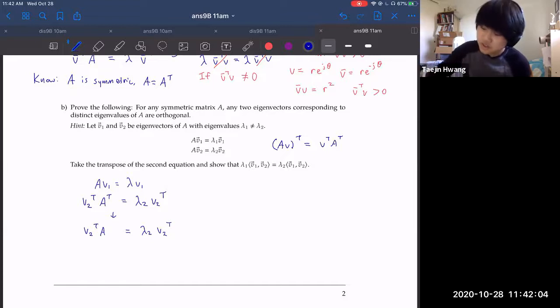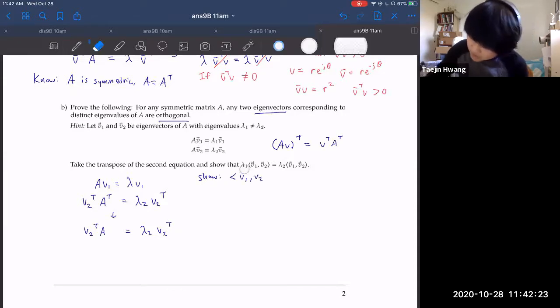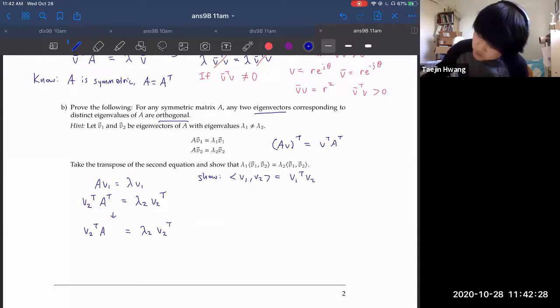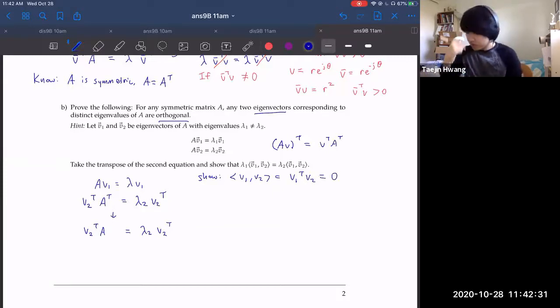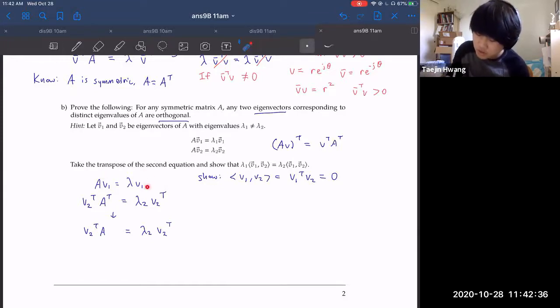Well, let's look at what we want to show. We want to show that the eigenvectors are orthogonal. In other words, we want to show that the inner product of V1 and V2, I'm just going to remove the vector hats because it got annoying, that V1 transpose V2 is equal to 0. So we take a look at the expressions we have so far. We have a V1 and we have a V2. We want to somehow create this V1 transpose V2 term.